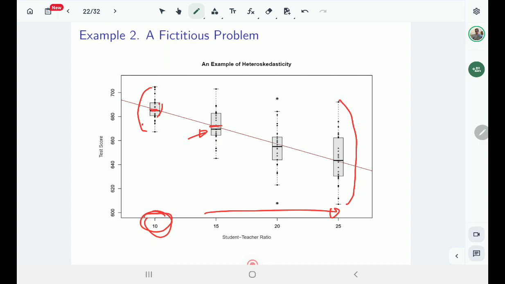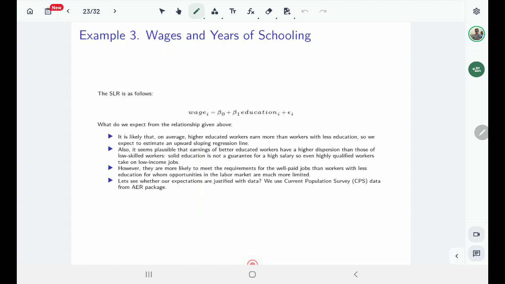But on average, you can see by visual examination, inspection, that on average the errors, the deviations from the line, is 0, right? So that is the heteroscedasticity problem. Yet another example is about wages and years of schooling.